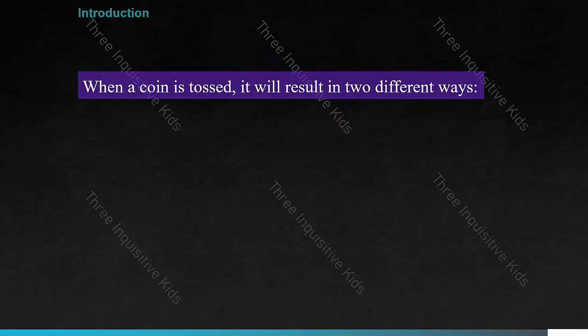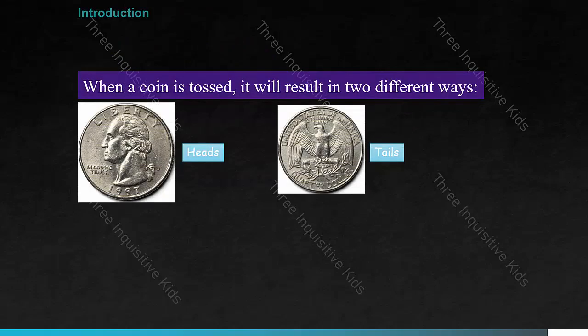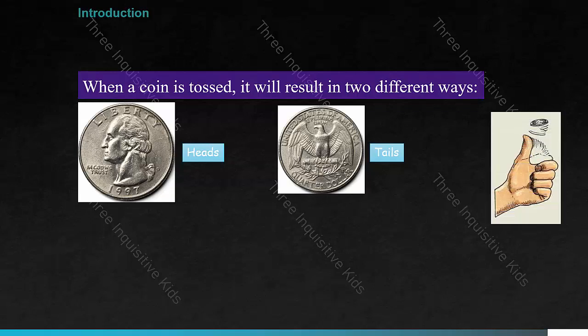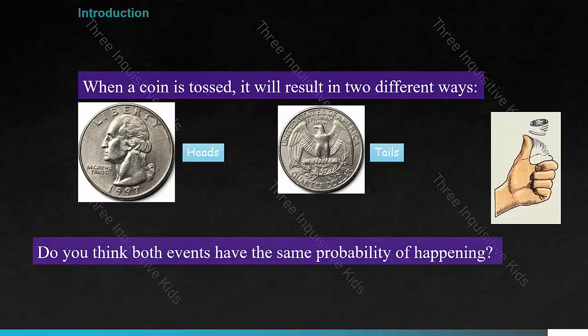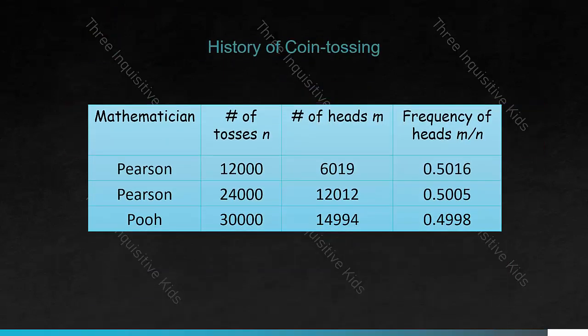When a coin is tossed, it will result in 2 different ways. It's either going to be heads or tails. Do you think both events have the same probability of happening? People have been coin tossing throughout history. The following table is data from coin toss experiments performed by some historical mathematicians. So we have Buffon, De Morgan, and Ferrer. And here are some more. As you can see, Pearson might have done this experiment twice.